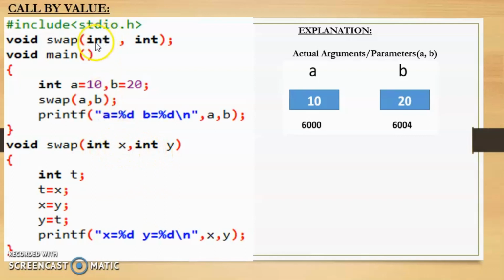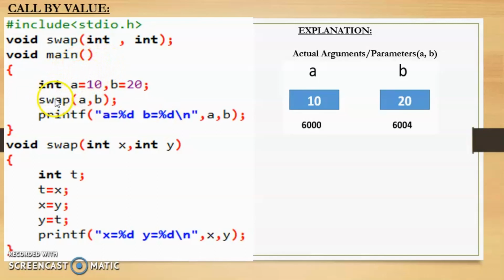So as a result, we have written int comma int. Now, while writing the function declaration, we need not write the variable name, but specifying the data type of the parameters is important. The program will start from the main function.